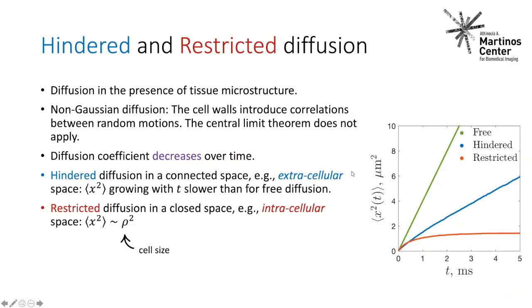And if you look at their mean square displacement, we can see that for hindered diffusion, mean square displacement grows with time slower than for free diffusion. And for restricted diffusion, the mean square displacement will increase over time at the beginning and gradually approach a plateau. And this plateau is given by the cell size because it cannot diffuse beyond the cell size.